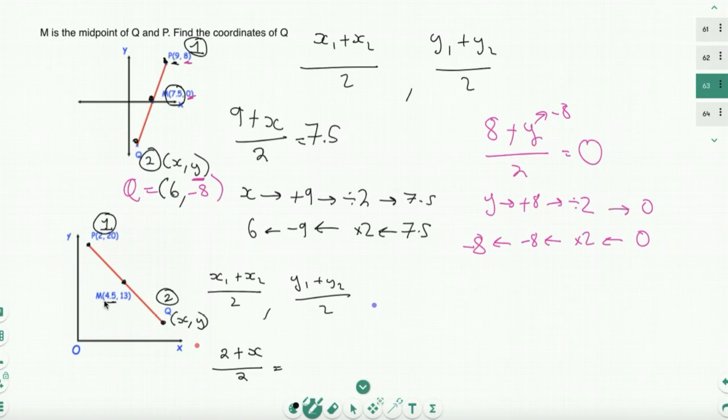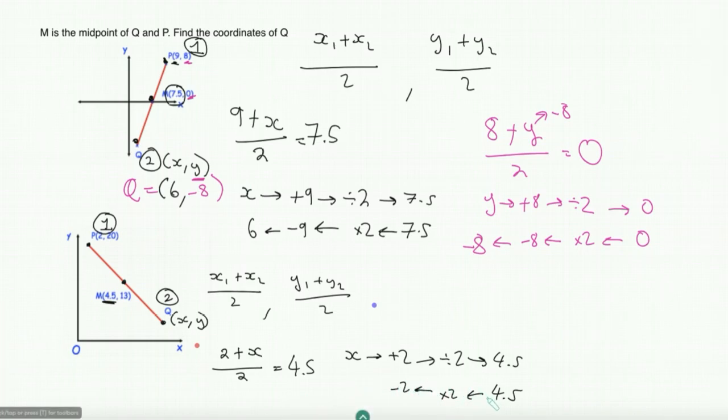And we know the midpoint, the x coordinate is 4.5. And so we can use our function machine to solve this because we've created an equation. So x is being added by 2, then divided by 2, and 4.5 is coming out. So we're going to go backwards. 4.5 times 2 minus 2. 4.5 times 2 is 9, minus 2 is 7. So we know the x coordinate of Q is going to be 7.